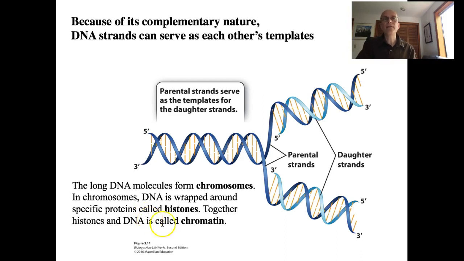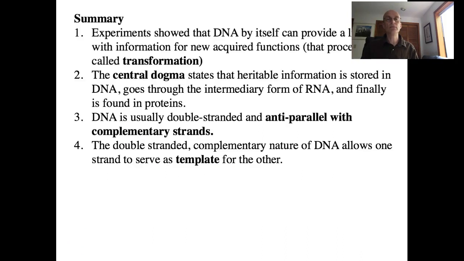And that together is called chromatin. So the chromatin is the DNA plus the protein. There are also some other proteins that are attached to DNA that we will discuss later in the class. But DNA plus protein is called chromatin. DNA in long stretches is called chromosomes. And the proteins that the DNA is wrapped around are called the histones. And that's some more of the nomenclature that you'll need to know.